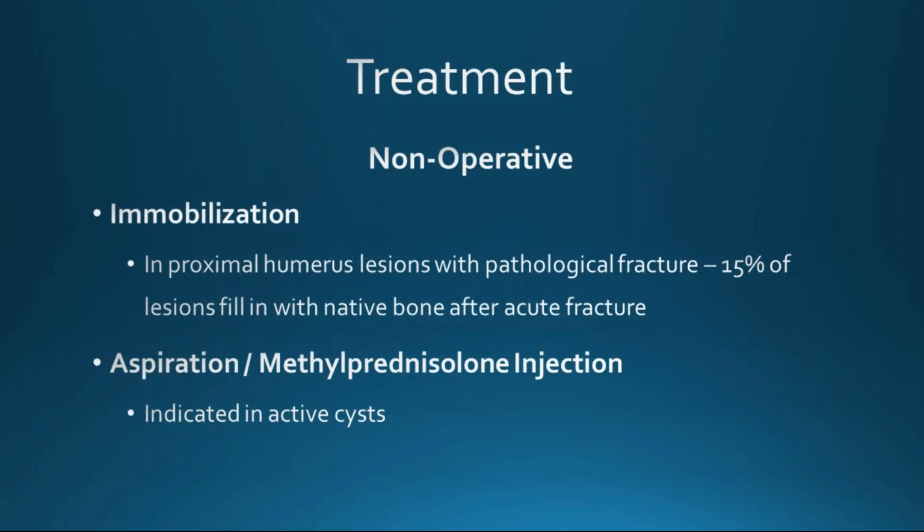Treatment. Coming to treatment, we will have operative and non-operative. If the patient doesn't have any pathological fracture, if this is an incidental finding, then you go with immobilization and non-operative treatment. Or you can go with immobilization if the pathological fracture involves less than 50% of the bone. Aspiration and methylprednisolone injection can be given. This is in the active cyst.